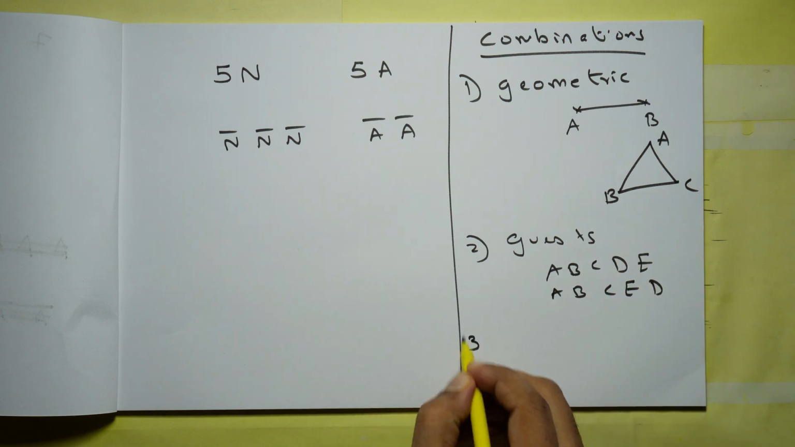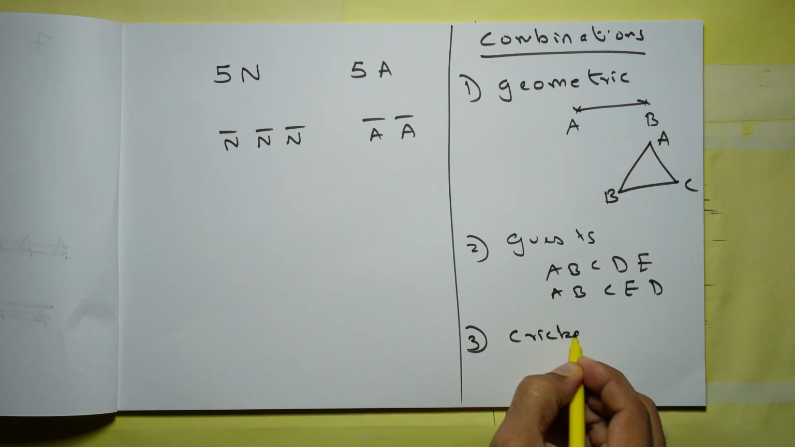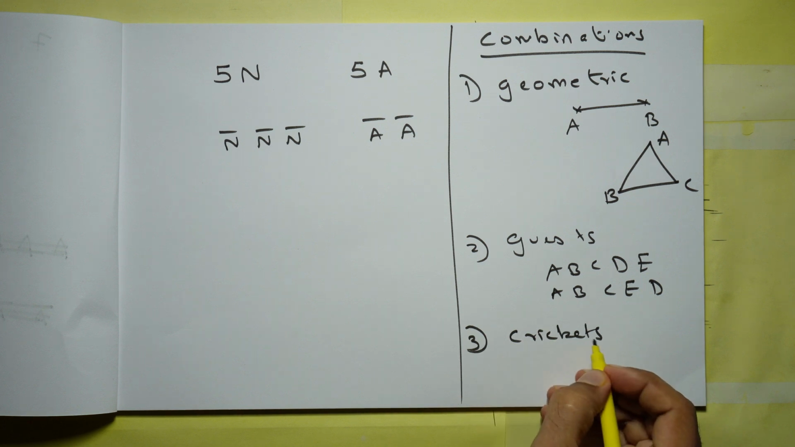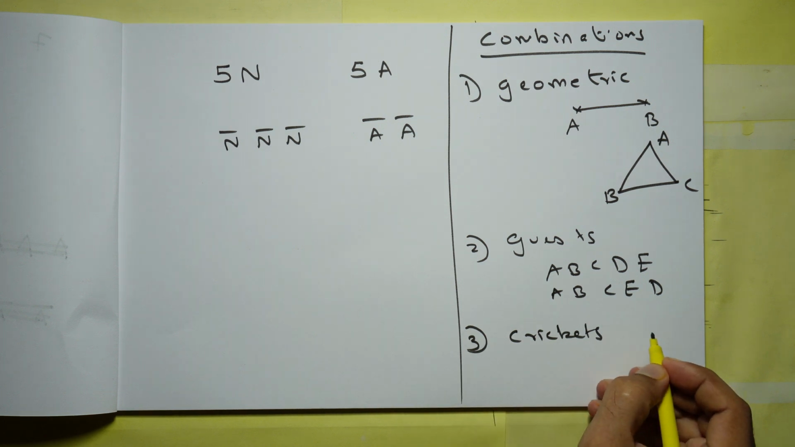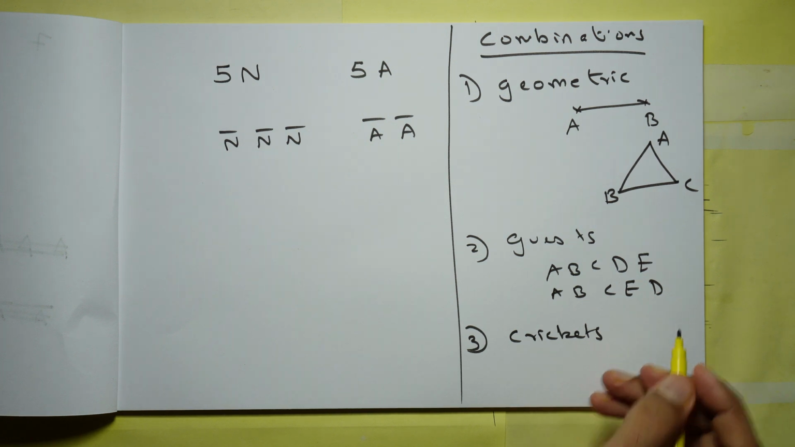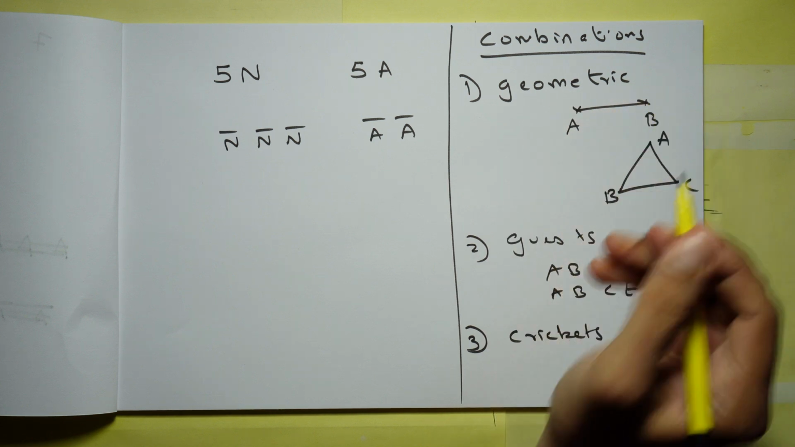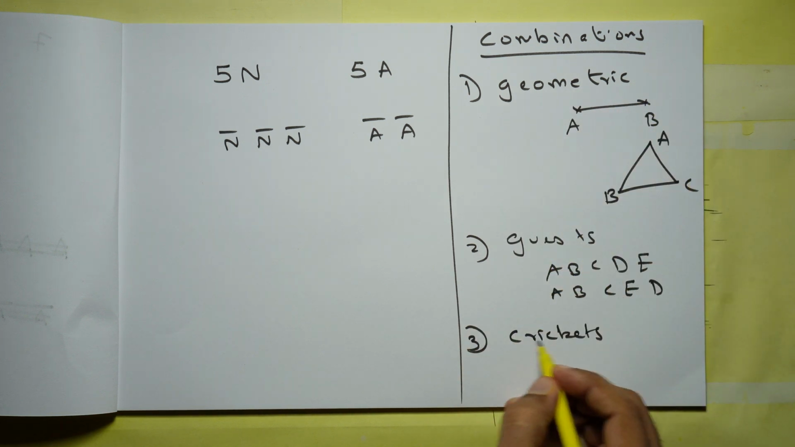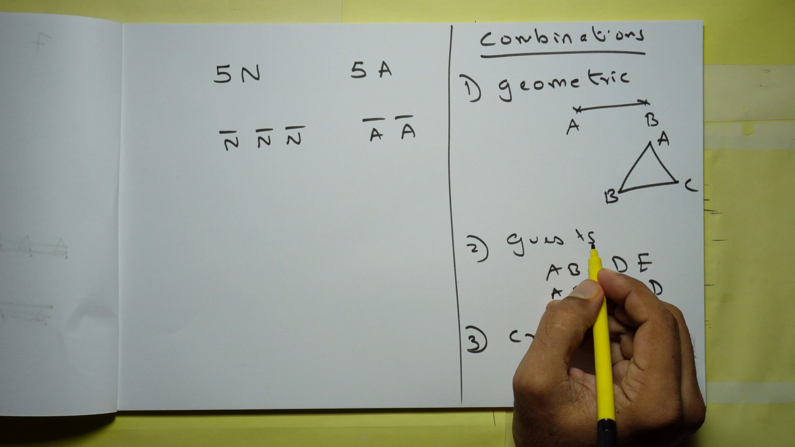Now another one is cricket teams. For a cricket team, you need to select 11 people. You can select them in any order you like. You can change the batting order, but the cricket team will not change. So all these, geometrical figures, inviting people for a party, and cricket teams, are all cases of combination.